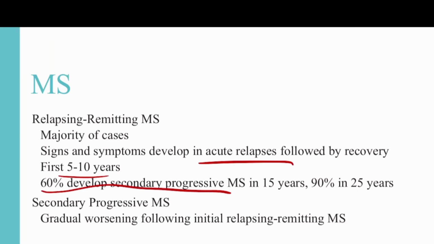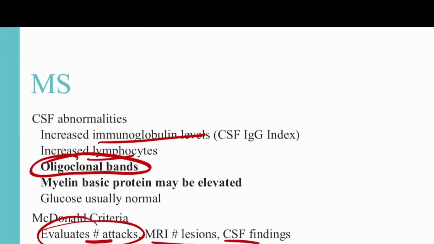60% will develop secondary progressive MS, 90% in 25 years. What is secondary progressive MS? Gradually worsening following the initial phase. So over time, these relapses and remissions get worse in intensity and they become more frequent. So they're going to start happening more regularly. That's why McDonald's criteria asks how many attacks you've had in the past year. How many flare-ups? There were 2 the previous year, now it's up to 4. The MS is getting worse because you're getting more attacks now, more flare-ups.